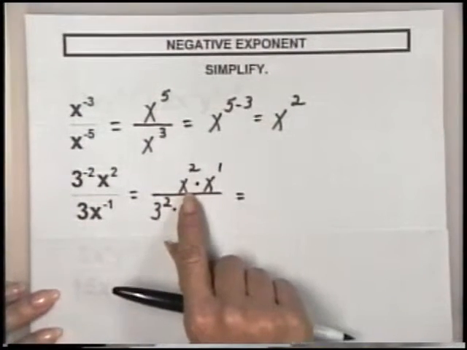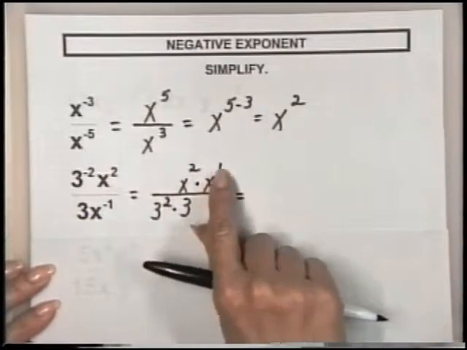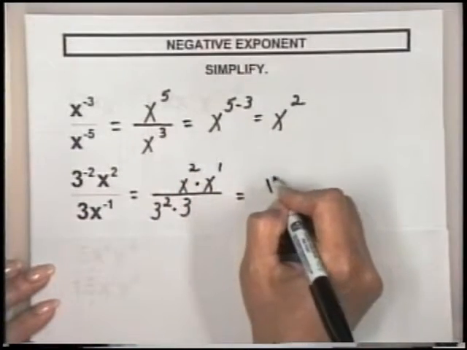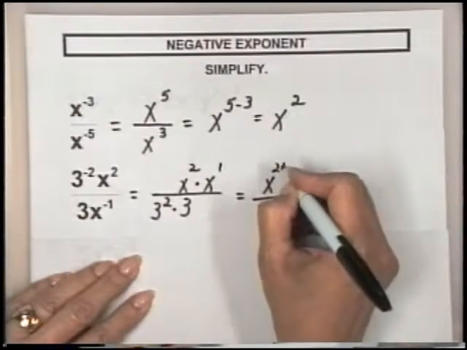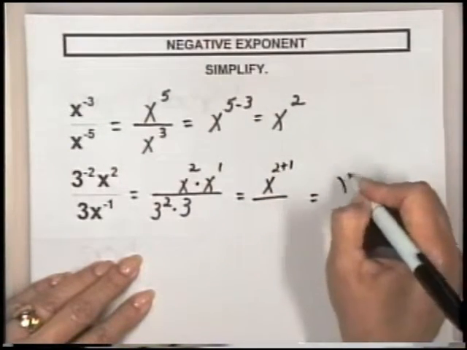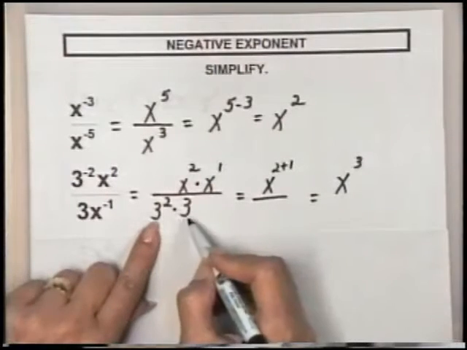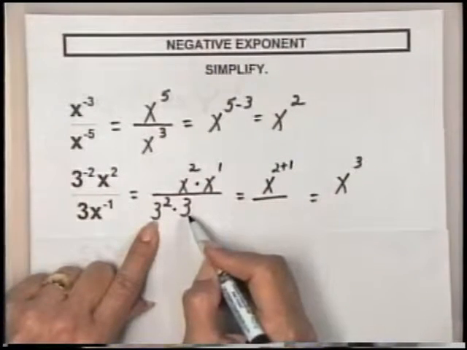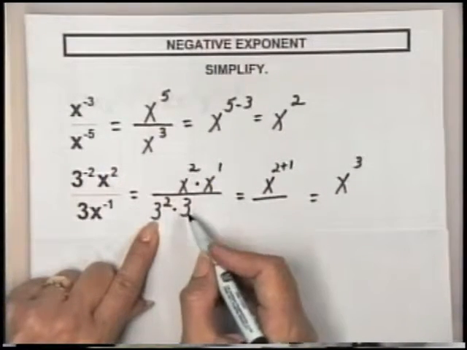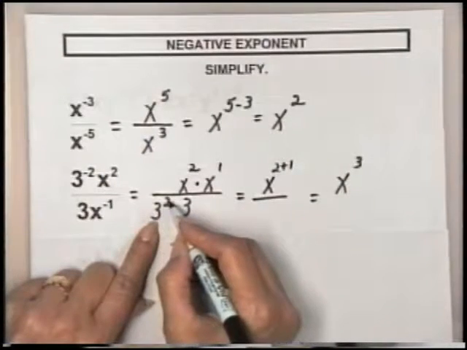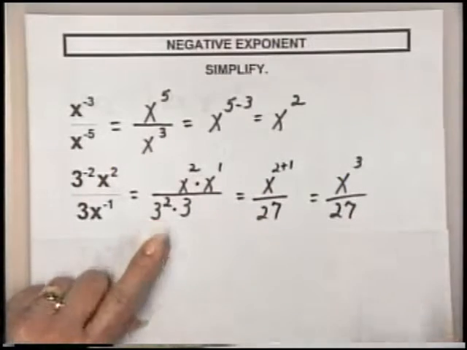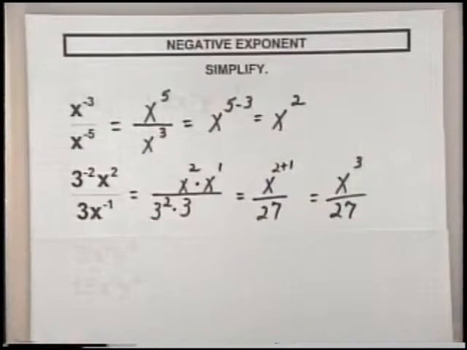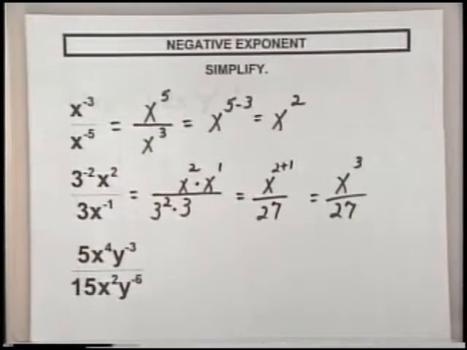Now let's perform my operations. In the numerator, I am multiplying x squared times x to the first. I am multiplying like bases, so I will say 2 plus 1, and I will get x to the third power. In the denominator, I'm multiplying like bases also, but sometimes I think it's easier to say 3 squared is 9, and 9 times 3 is 27. So my final answer is x cubed divided by 27.